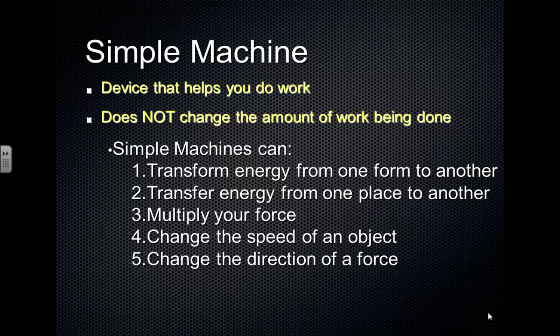What simple machines allow is they allow us to do several things. They can transform energy from one form to another. They can transfer energy from one place to another. They can multiply our force. They can alter the speed of an object or change the direction of a force. But even though they do all of those things, they don't reduce the amount of work that needs to be done.